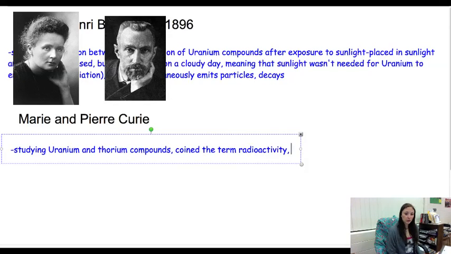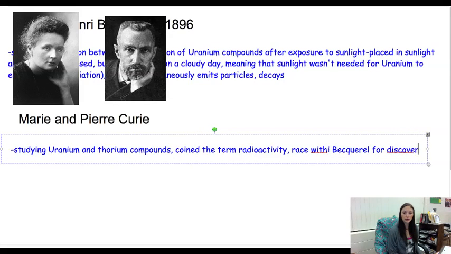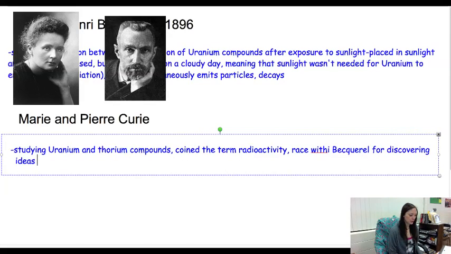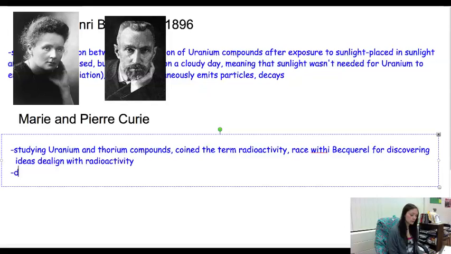And like I said earlier, she was in a race with Becquerel for discovering ideas dealing with radioactivity. And she actually discovered two other elements: polonium, which she named after Poland, her native country, and radium. Okay, and she actually later then died from radiation poisoning due to all of her work.